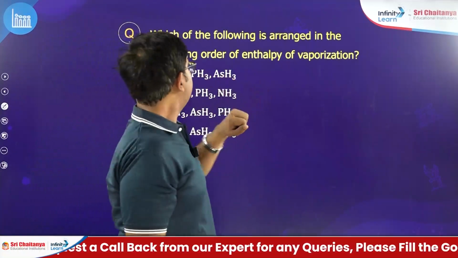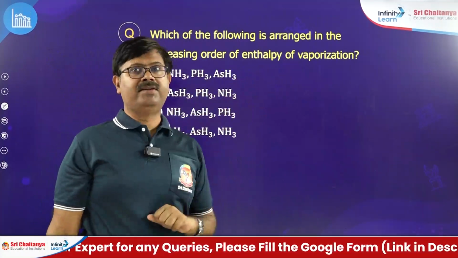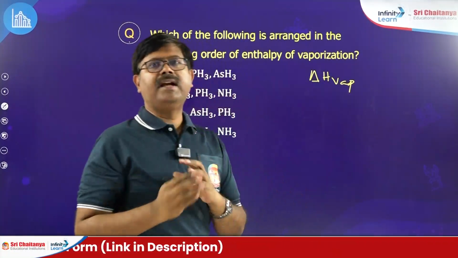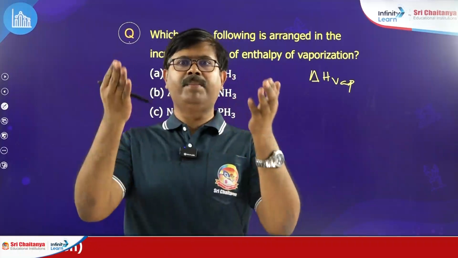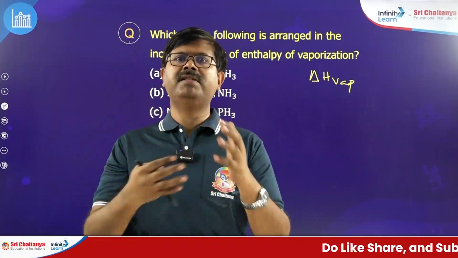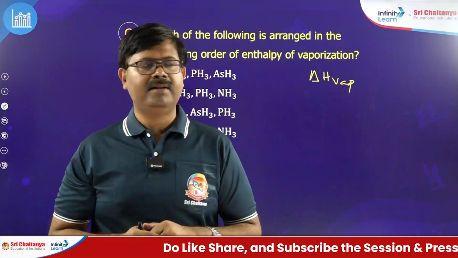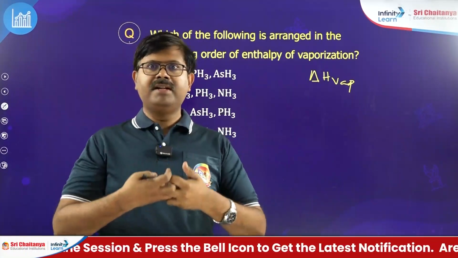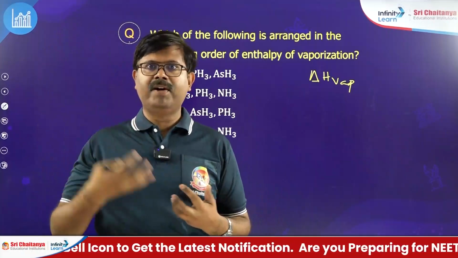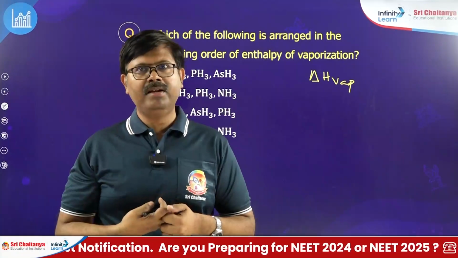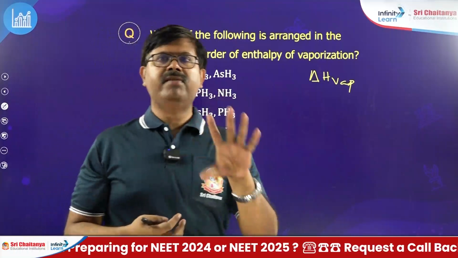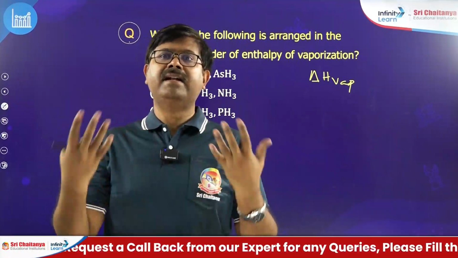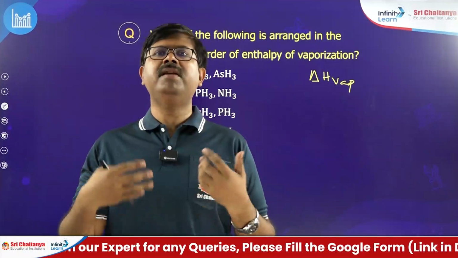Which of the following is arranged in the increasing order of enthalpy of vaporization? Now see, delta H vaporization means what? Energy required to convert liquid to vapor. 1 mole of liquid to 1 mole of vapor, how much energy is required? That is this enthalpy. Now, suppose if intermolecular forces are strong, then it is difficult to vaporize, more energy is required. In other words, boiling point also will be more for that. So, whichever is having the high boiling point, that will require the high energy to vaporize. Enthalpy of vaporization will be more.